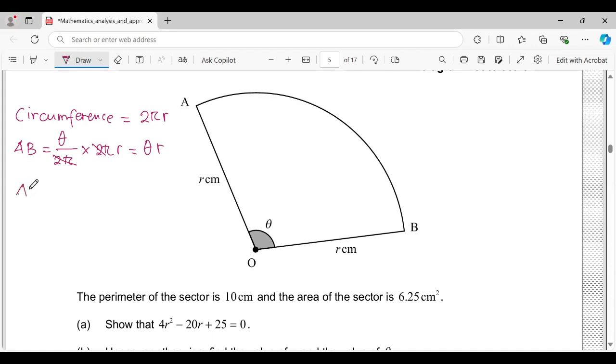Next, AO plus OB plus AB equals, AO is r centimeters, OB is r, so it means plus AB, it means 2r plus theta r. Okay, but wait, it's better if I write like this.